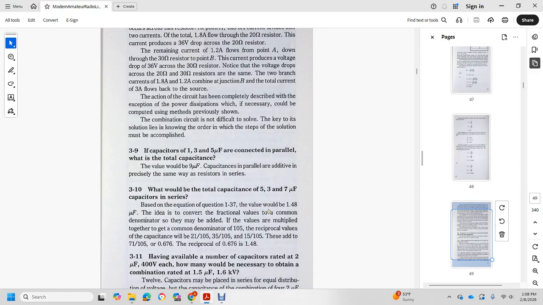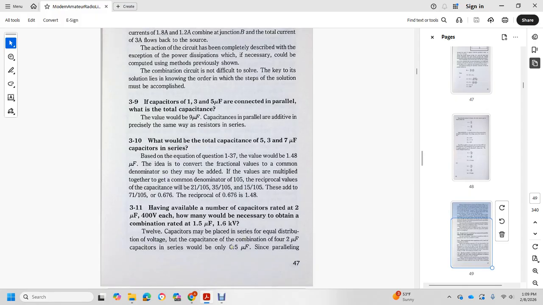The idea is to convert to fractional values with a common denominator and add them together. With the common denominator 105, the reciprocal values of capacity are 21 over 105, 35 over 105, and 15 over 105. These add up to 71 over 105, or 0.676. The reciprocal of 0.676 is 1.48.